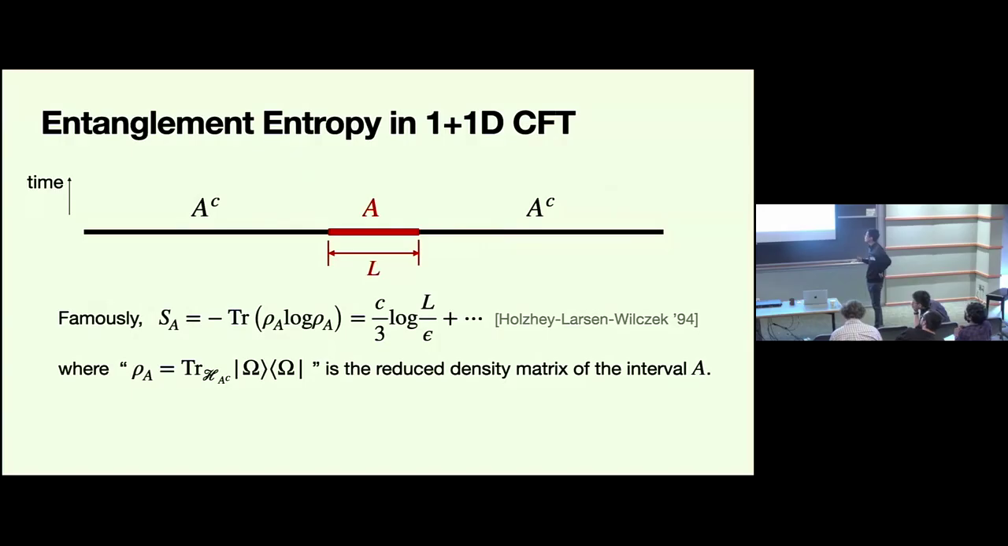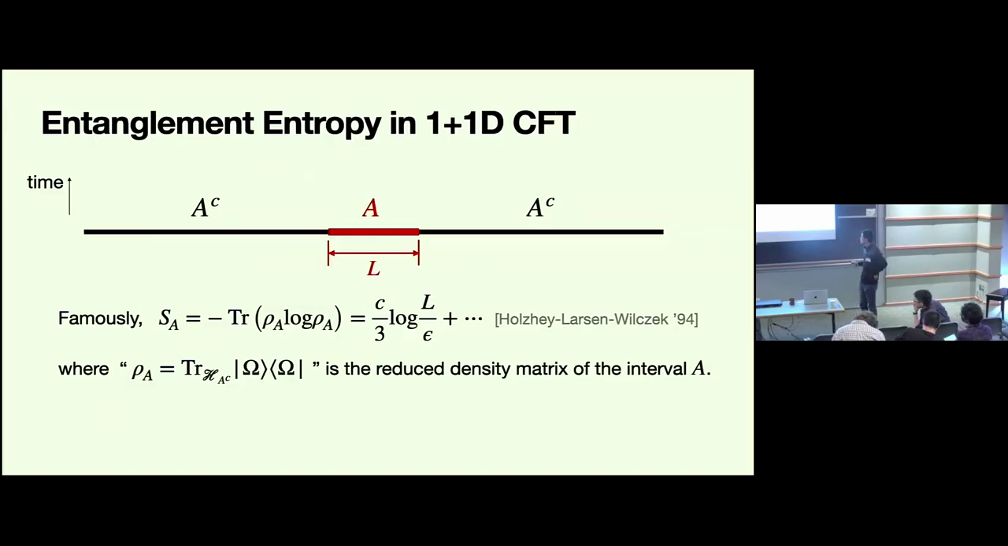Okay, so what's the setup? Throughout the talk, I'll be discussing 1+1D continuum conformal field theories. Famously, if you put the theory on an infinite line, so space is an infinite line and time goes vertically, and you compute the entanglement entropy for the ground state of the CFT for this finite interval A, then the entanglement entropy has a leading universal logarithmic divergence where the coefficient is determined by the central charge C of the theory.